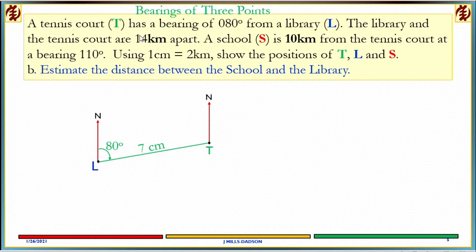So the first one is done. I now know the position of my library and the tennis court. Let's move on with the school. A school is 10 kilometers from the tennis court at a bearing of 110 degrees. From the tennis court, also from the tennis court north line, we need to measure 110.